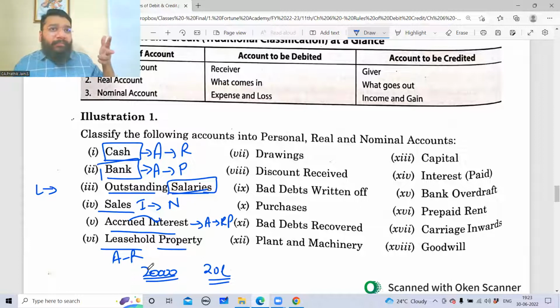Third is rental property. I will not give 30-40 lakh. I'll give 1 or 2 lakh rupees advance and I'll give monthly rental. So that becomes a rental property. Are you able to follow? So this is leasehold property. When I pay 30 lakh rupees, I'm getting a property for 5 or 10 years, whatever period we are agreeing. So that property belongs to me for 5 or 10 years. When I pay the 30 lakh rupees, leasehold property is coming inside my books of accounts. So real account.